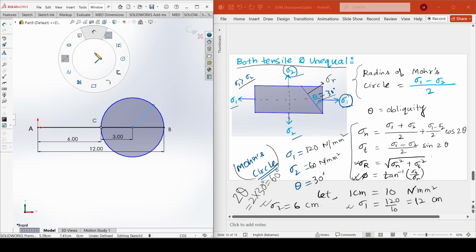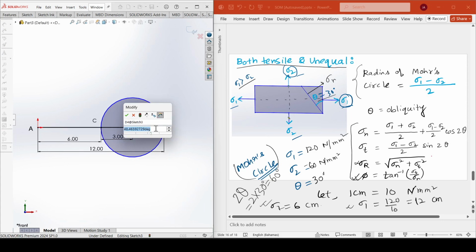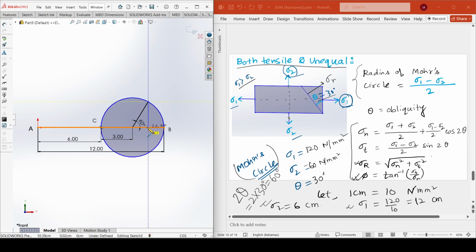So now I can give the angle. This point and this point, the angle is 60 degrees. So 60 degrees is my angle. So I have given the angle 60 degree. Okay, my angle is ready. Now simply draw a line from this point to this point. This should be horizontal. This should be vertical. Okay, you have drawn a line from this point to this point.